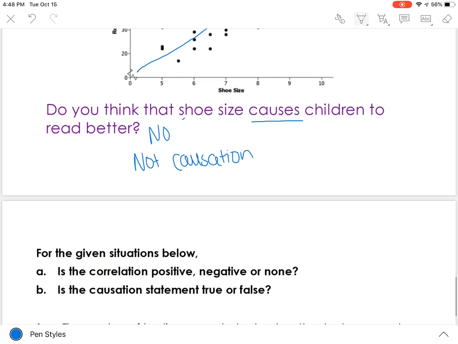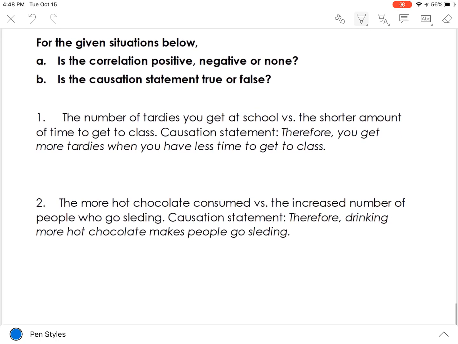We're going to look at two last examples. For the given situations, we want to answer A, is the correlation positive, so they're both increasing, negative, where one is increasing and the other's decreasing, or is there no relationship, so it's totally random? And B, is the causation statement true or false? Is one actually causing the other? Looking at problem number 1, the number of tardies you get at school versus the shorter amount of time to get to class. Our causation statement says, therefore you get more tardies when you have less time to get to class.